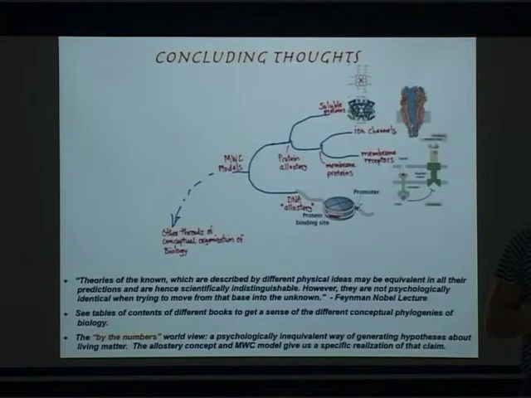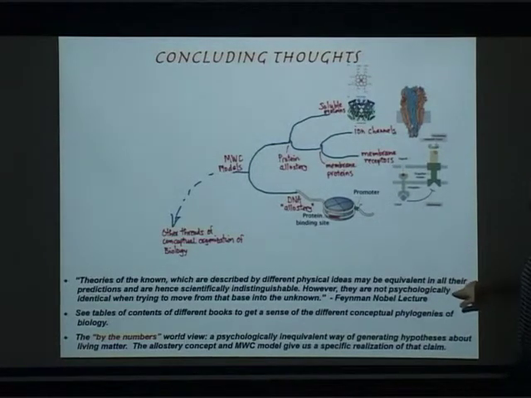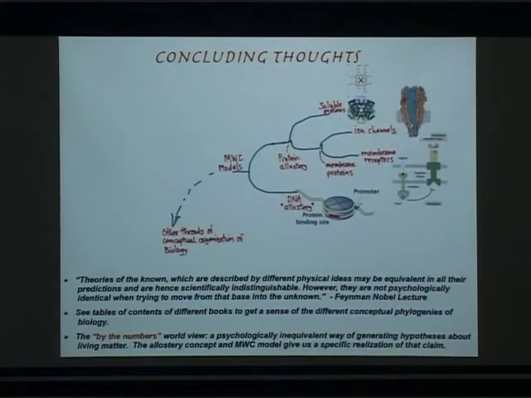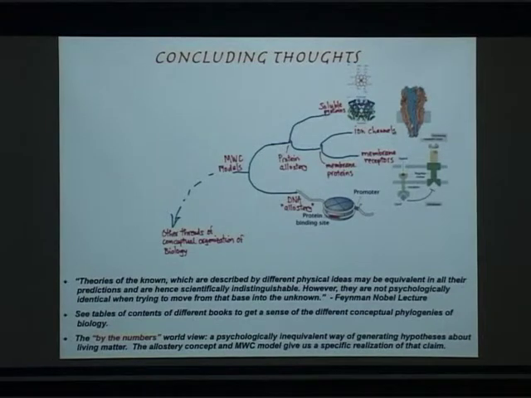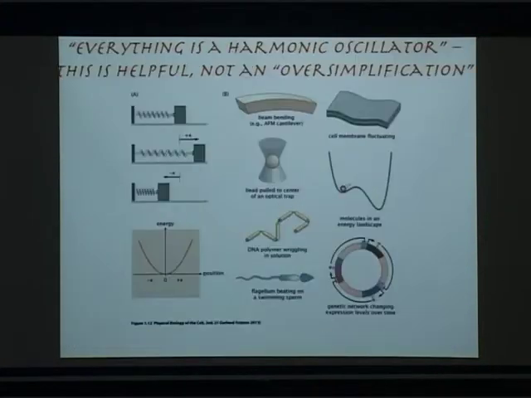Or Lagrange's equations versus free body diagrams, sum over all the vectors. Or Lagrange, get the Lagrangian. You get the same answer if you try to do a harmonic oscillator or the planetary motion or whatever. However, they are not psychologically identical when trying to move from that base into the unknown. So the argument I was trying to make yesterday is, theory, genetics, biochemistry, cell biology, molecular biology, developmental biology, evolution: each one has its own psychological inequivalence, perhaps, when trying to go into some new problem.